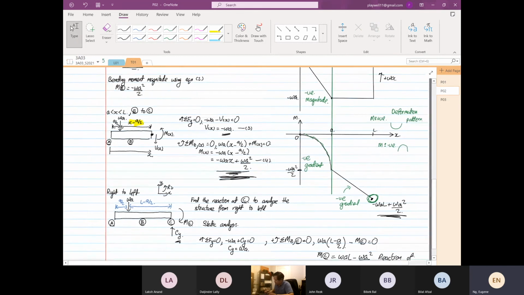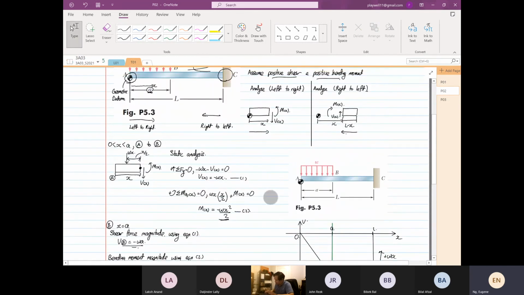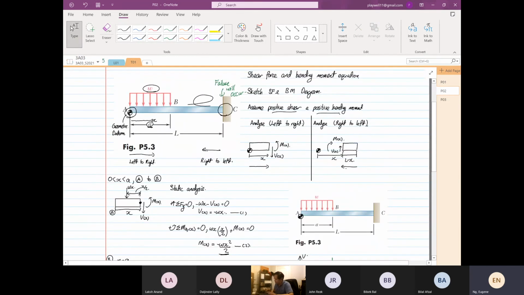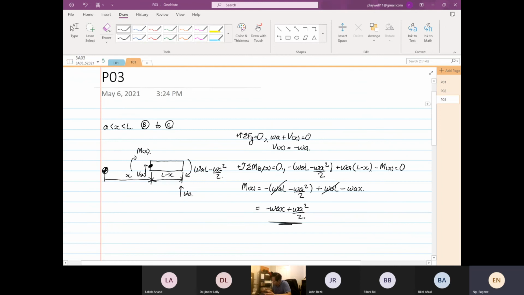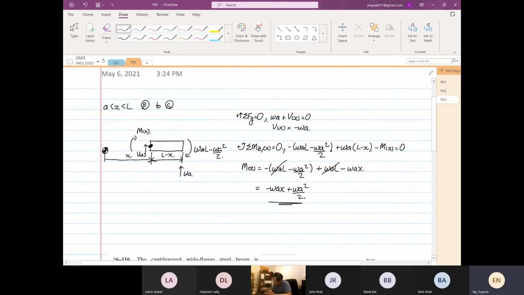Okay. So the advantage of doing from left to right is you no need to find the what? To find the reaction. When you do right to left, you have to find the reaction at point C. Okay. So there are times that you have to do left to right. There are times that you have to do right to left. Okay. Any questions, please? Is this clear to all of you?